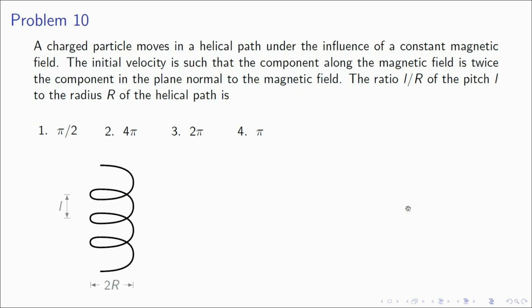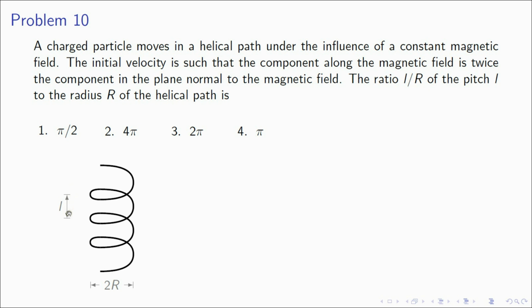Okay, next one is this. It says a charged particle moves in a helical path under the influence of a constant magnetic field. The initial velocity is such that the component along the magnetic field is twice the component in the plane normal to the magnetic field. So the ratio L by R of the pitch L to radius R of the helical path is what? So this is the helical path. It has a diameter 2R and the pitch is L. Okay, so basically that means in the time that the particle moves one full revolution, it also moves a height of L.